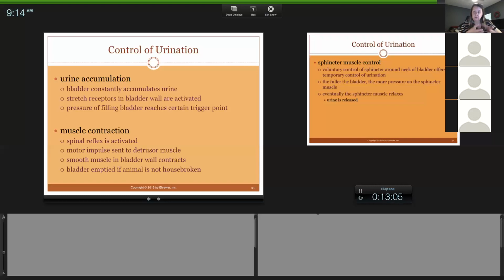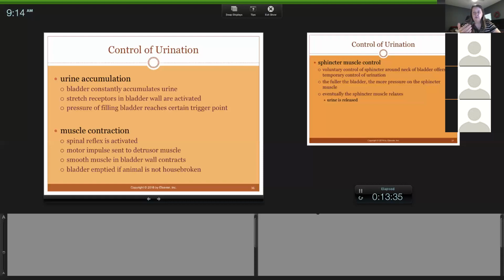So a lot of these dogs, we have to express their bladder manually, meaning we have to squeeze it. And you'll sometimes feel these dogs and it's big like a balloon. But because of the nerve impairment, it's usually not sending the signal to the brain, but rather the signal from the brain to the bladder to initiate that contraction.